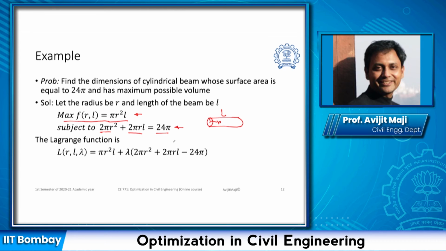If we want to represent this optimization problem as a Lagrange function, then we can easily write it in this way, where we have the objective function multiplied with lambda. In this case we have one constraint, so it's only lambda, and then the expression for the equality constraint. So that becomes my Lagrange function.